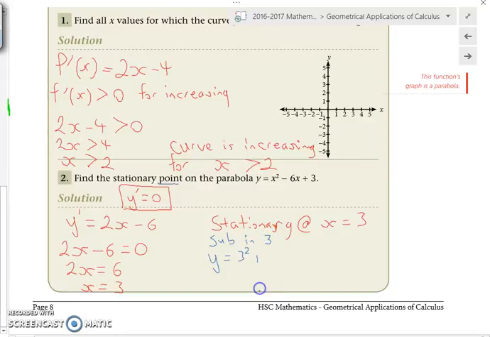That's not a minus. It's a lot less minusy than that. 6 times 3 plus 3. 9 minus 18 plus 3. What'd you get?